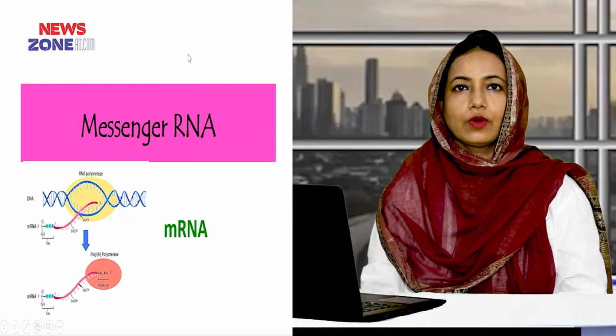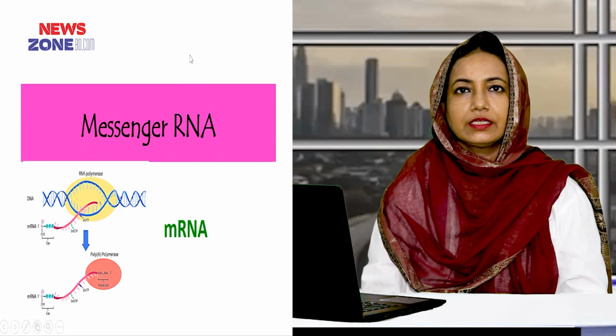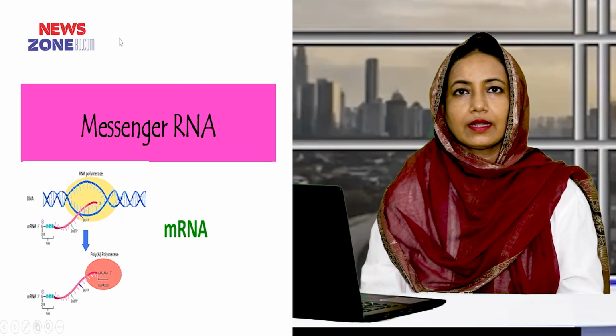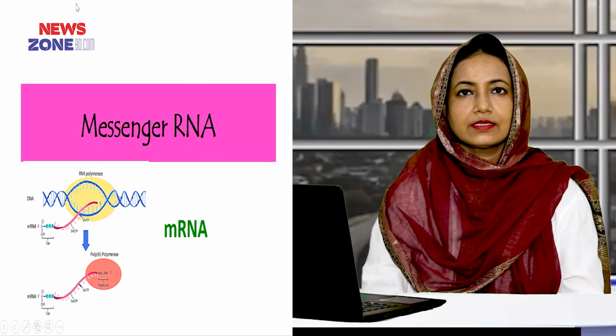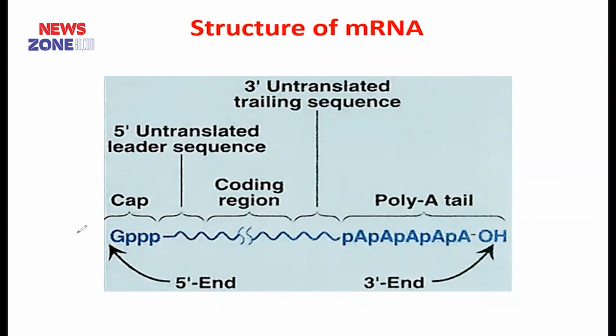Let's have a look at the messenger RNA. It is one of the important major RNA molecules. Although it comprises only about 5%, it carries genetic information from DNA for protein synthesis. Messenger RNA is synthesized from heterogeneous nuclear RNA using the antisense strand of DNA as template. Here is the structure of messenger RNA. It has 2 ends. This is the 5' end and this one is the 3' end.